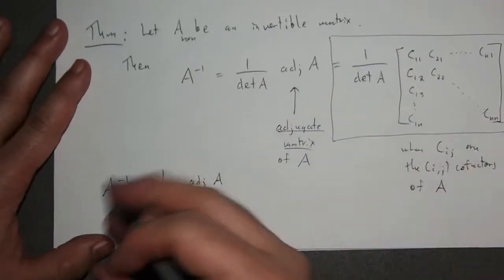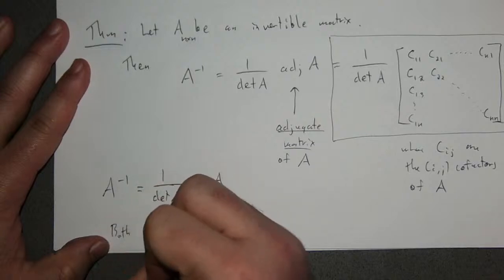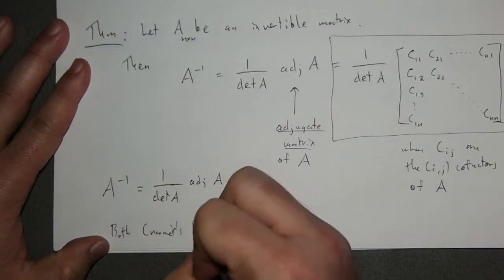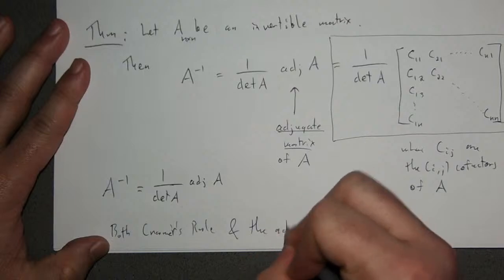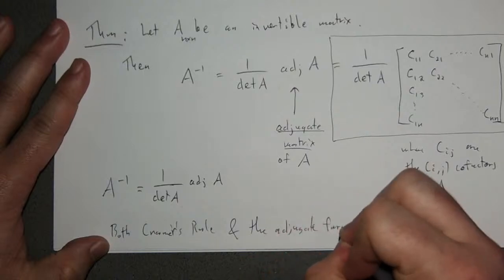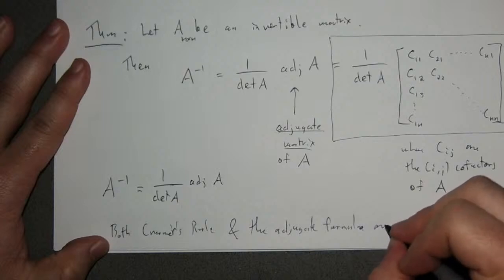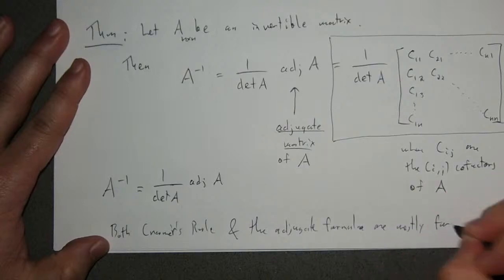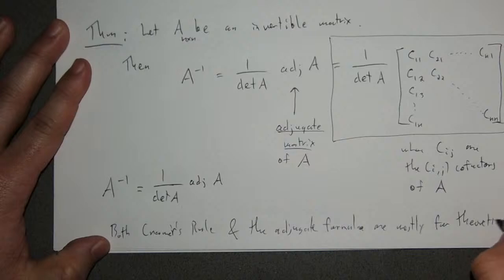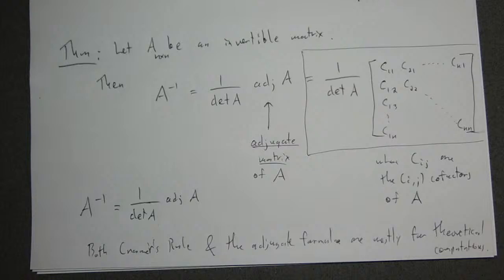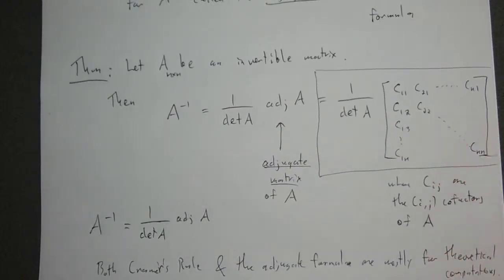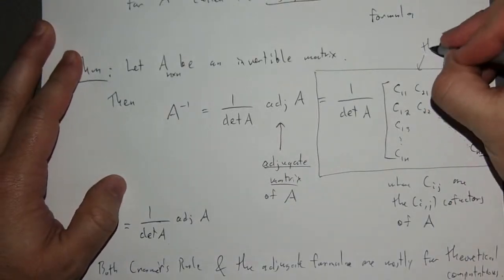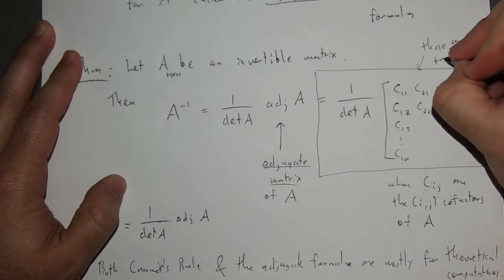So both Cramer's rule and the adjugate formula are mostly for theoretical computations. Okay, so if you're actually tasked with doing some of this stuff by hand, you wouldn't really use these methods. So anyway, note that these are the transposed, right? These are transposed.